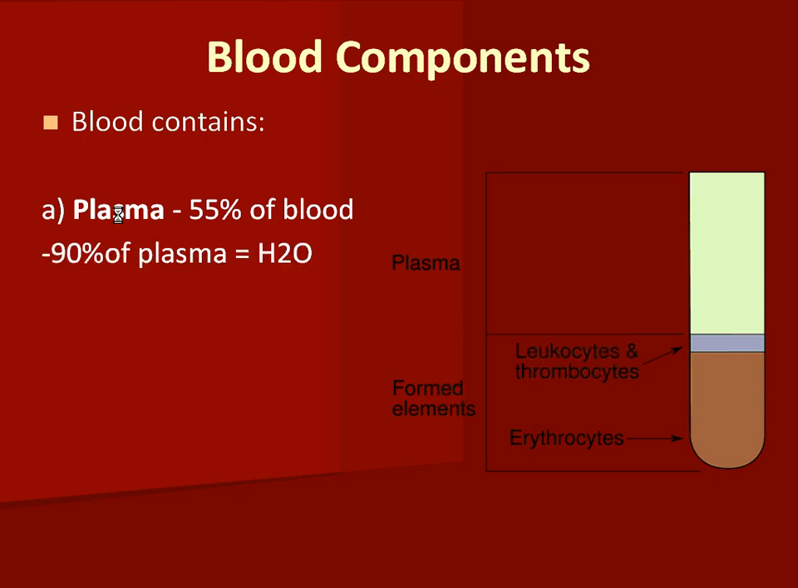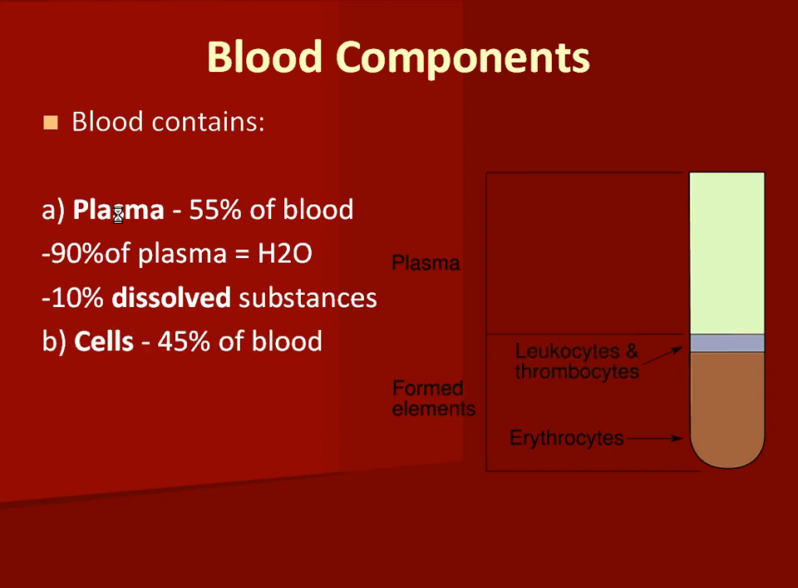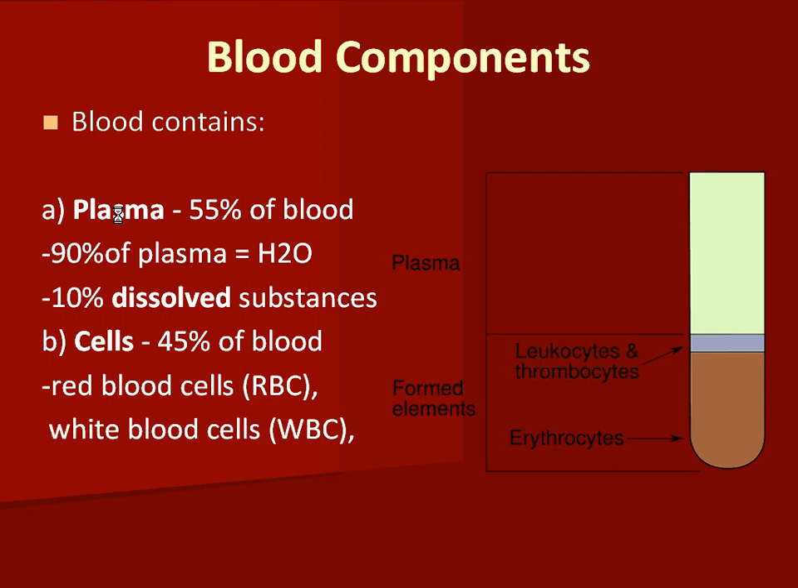Plasma, so of that 55%, if we were to take out the plasma, it's mainly water. It's probably no surprise. And then the other 10% is dissolved substances, dissolved stuff. And what kind of stuff are we talking about? What kind of dissolved things are in plasma? Well, there's those 3 kinds of blood cells, erythrocytes, thrombocytes, and leukocytes. So red blood cells, white blood cells. Sometimes you'll see those shortened to RBC, WBC, and then your platelets involved in blood clotting.